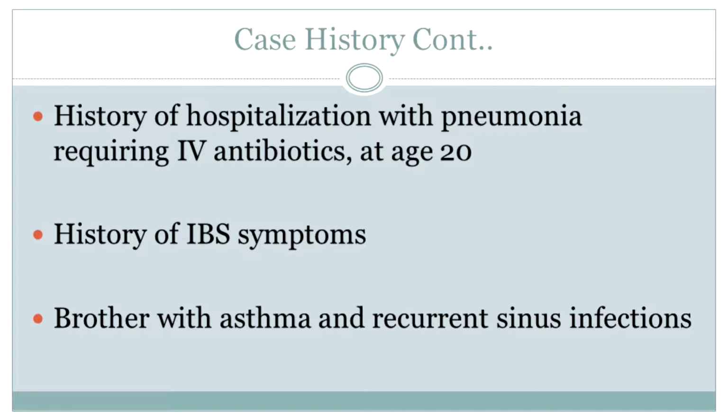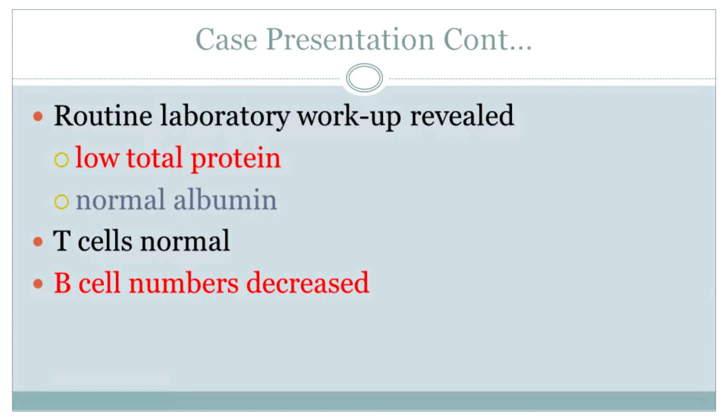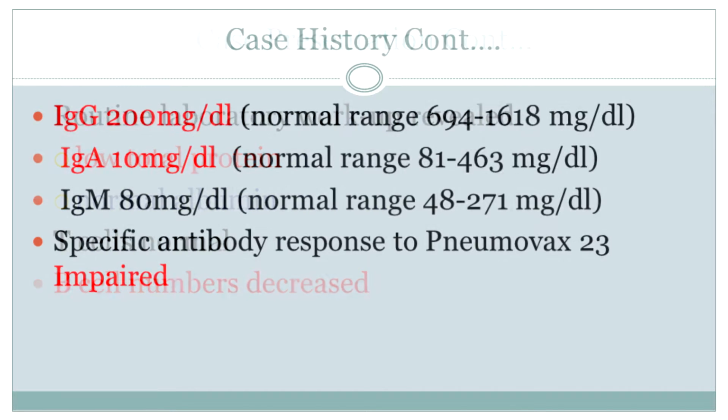She has a history of IBS, and her family history is significant for a brother with asthma and recurrent sinus infections as well. Routine lab workup revealed low total protein, normal albumin, normal number of T cells, and decreased number of B cells. Quantitative immunoglobulins were significant for low IgG, low IgA, and normal IgM.